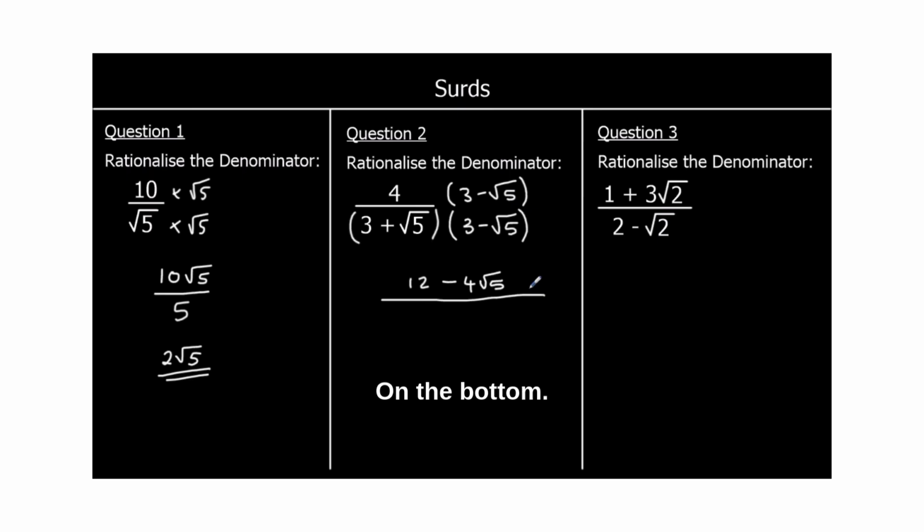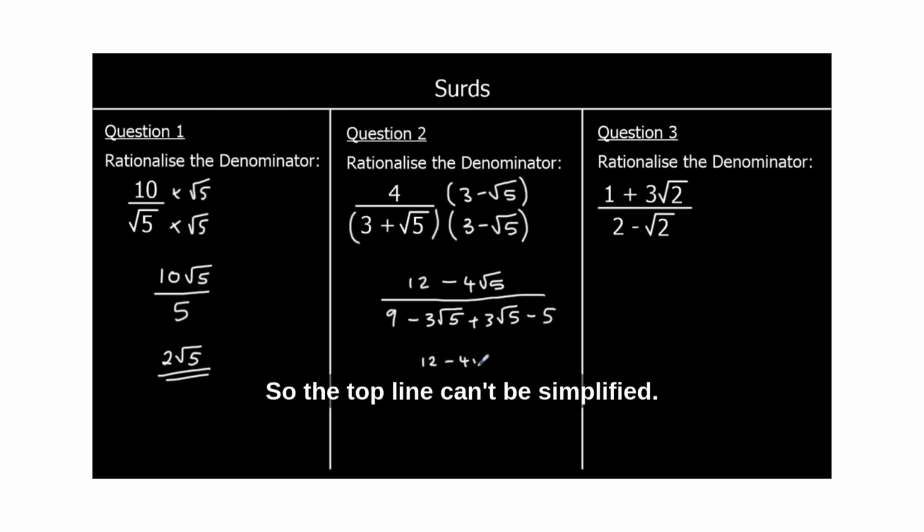On the bottom, 3 3s are 9. 3 times minus root 5 is minus 3 root 5. Root 5 times 3 is 3 root 5. And positive times a negative, root 5 times root 5 is 5. So the top line can't be simplified. The bottom line, the middle bits cancel. That's why we did it. And we've got 9 minus 5, which is 4.